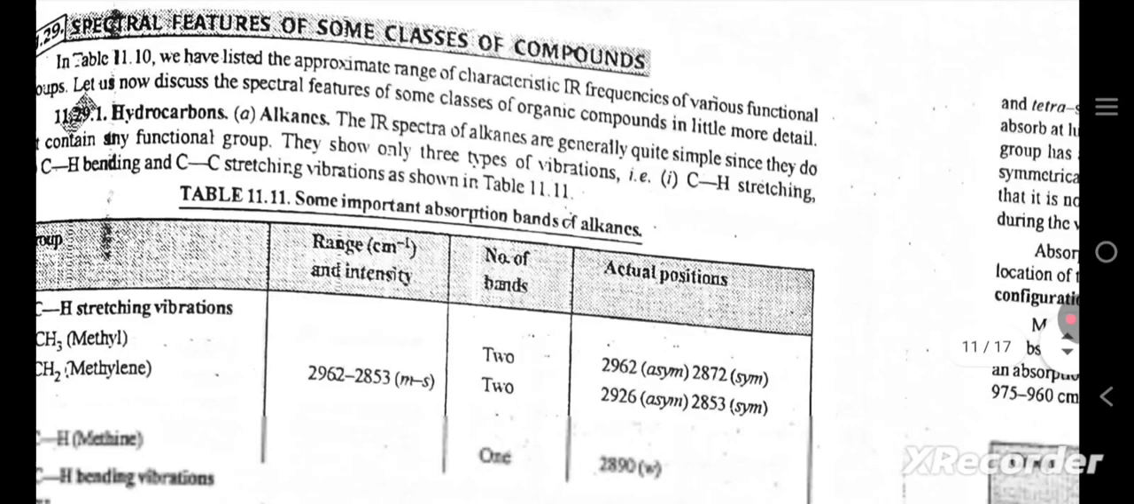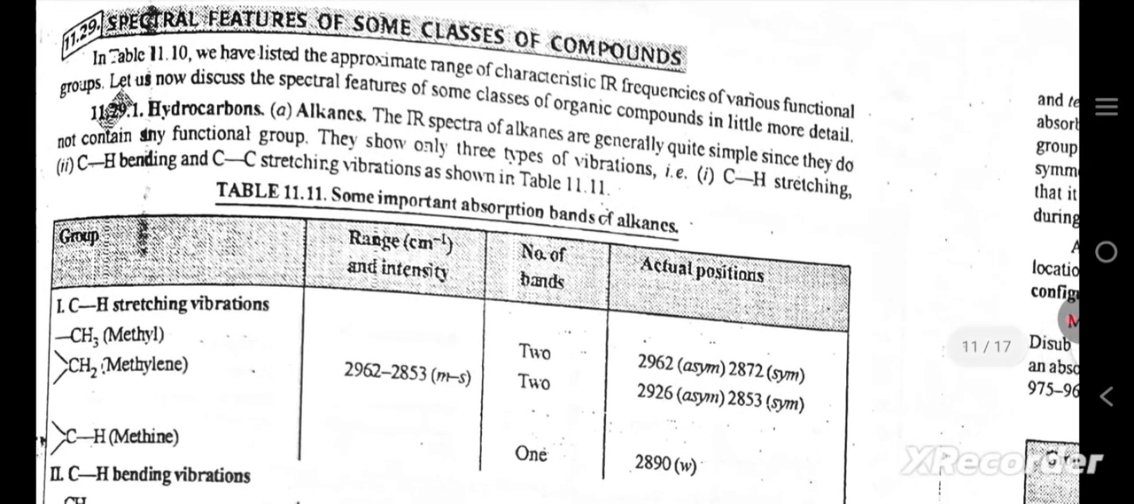Special features of some classes of compounds. We have listed the approximate range of characteristic IR frequencies of various functional groups. Let us now discuss the spectral features of some classes of organic compounds in a little more detail.